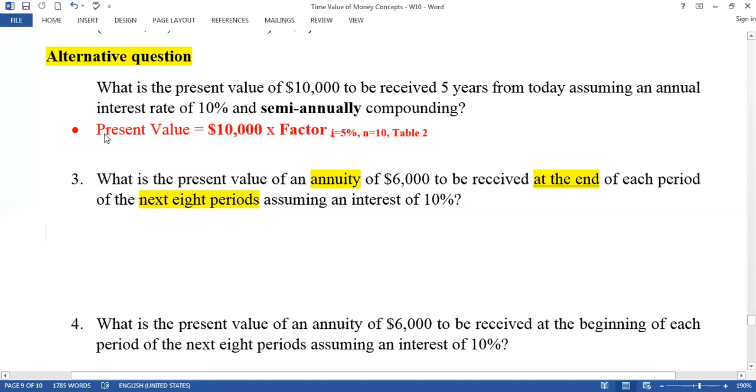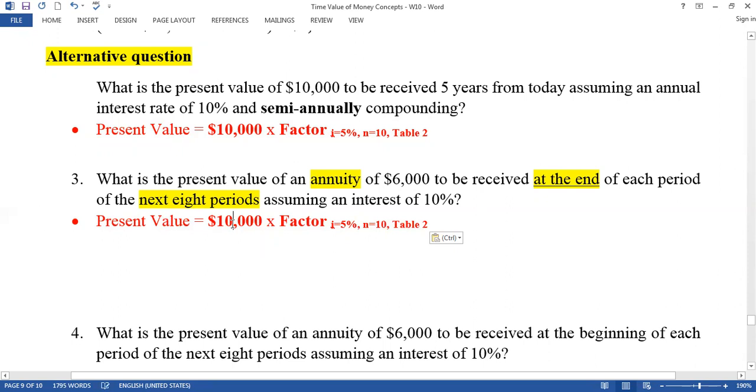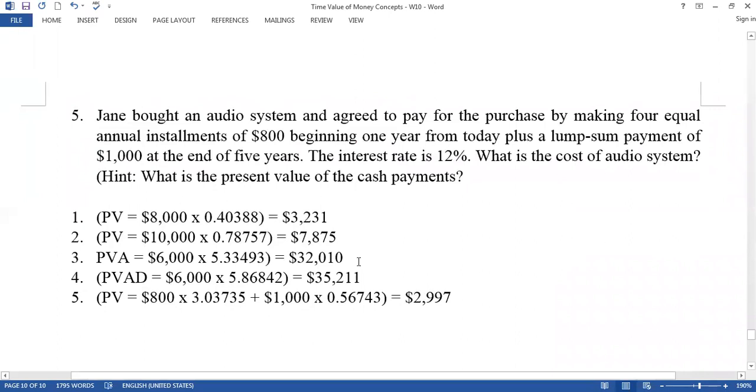Present value of $6,000. Factor I equal 10, then n equal 8. And which table are we going to use? Table 4. And this is the solution.